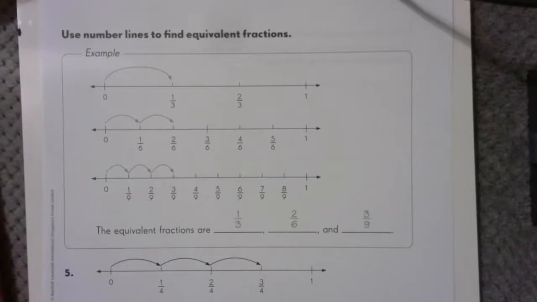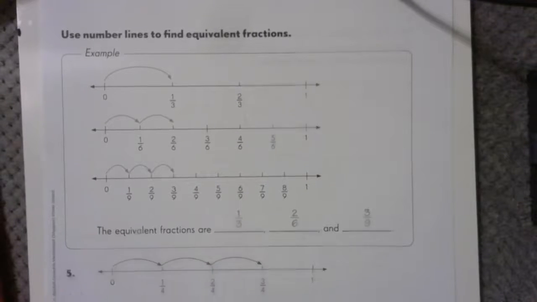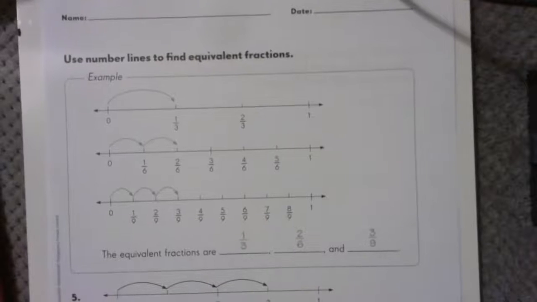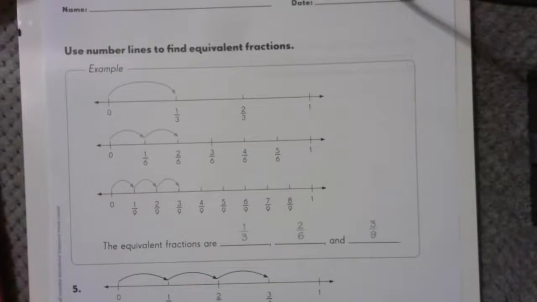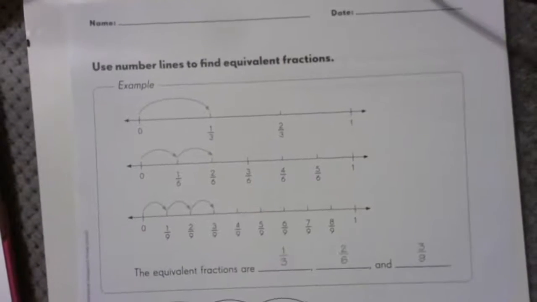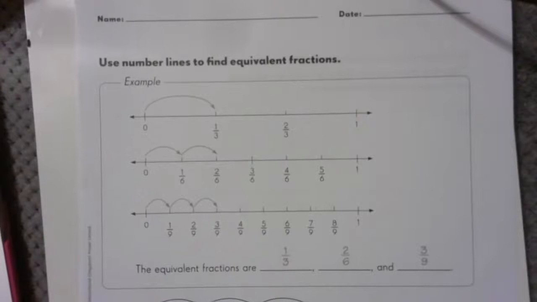Okay, so we're going to be working on your math workbook pages 95 and 96 from the packet that you brought home. You're going to be looking at equivalent fractions on a number line. So let's look up here at the example because I really want to show this to you to help you understand how we can see equivalent fractions on a number line.